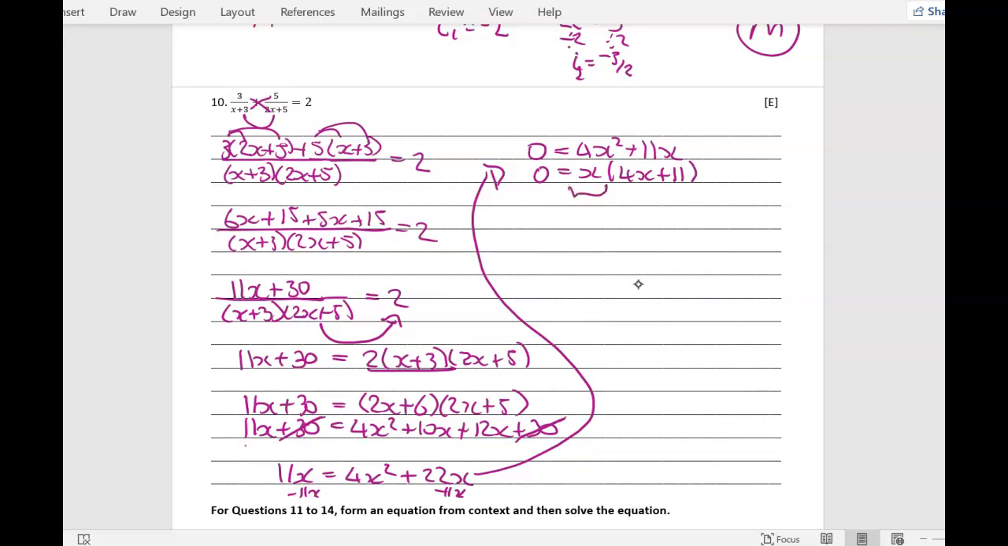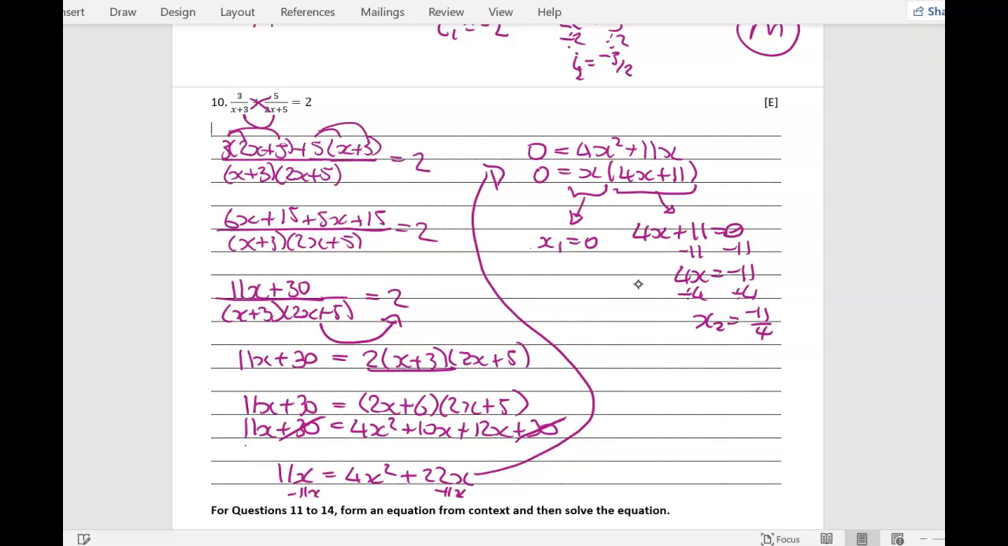I've now got my two parts. So here's my first bit. If x is equal to 0, that's an answer. So x1 will be equal to 0. And the same with this bit. If 4x plus 11 equals 0, we've got an answer. So we're going to go minus 11, minus 11. So 4x equals negative 11. Divide by 4, divide by 4. x2 is equal to negative 11 over 4.